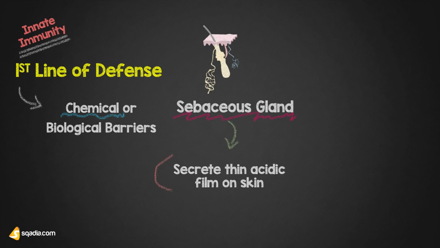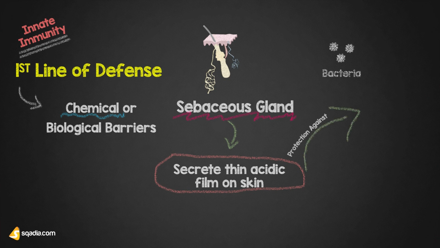A very thin, slightly acidic film is created on the skin's surface by the acids secreted by sebaceous glands in the dermis of the skin. As mentioned before, it can be considered a chemical barrier. This layer acts as a barrier to stop bacteria, viruses, and other hazardous substances from entering the skin.